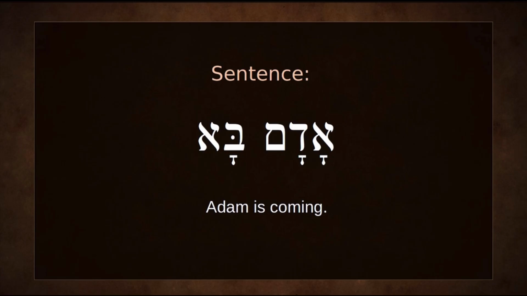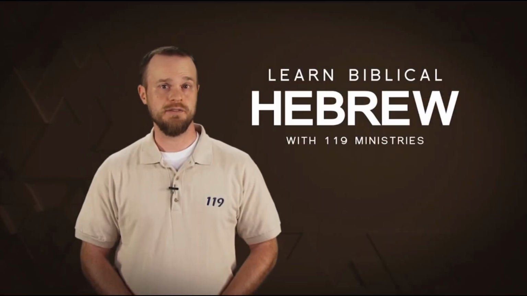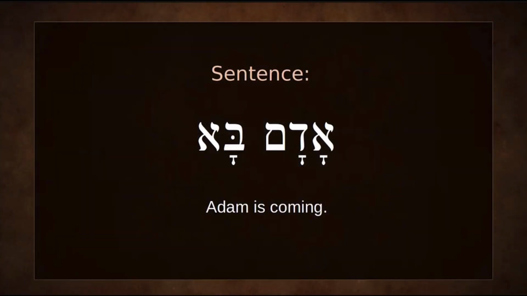Adam means Adam, and ba means coming, but why do I translate this sentence "Adam is coming"? Where is the Hebrew word for "is"? The answer is that there is no Hebrew word for "is". Hebrew has a word for "was" and a word for "will be", but no word for "is". The idea of "is" is just assumed in Hebrew. There is no need to have a separate word for it. The idea of the word is there, but the word itself is, in a sense, invisible.